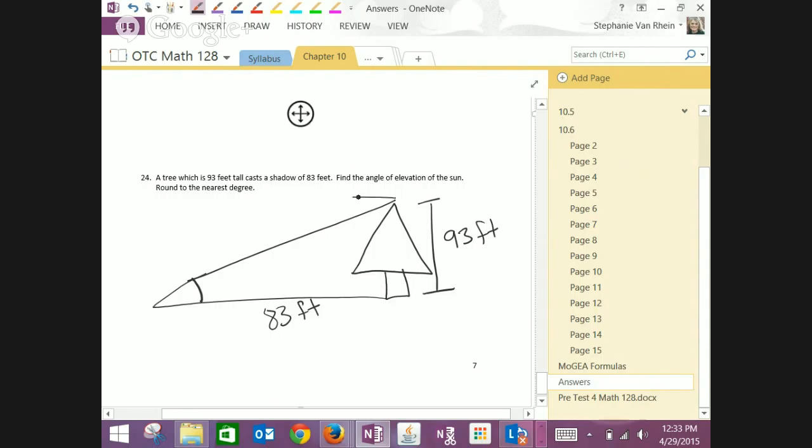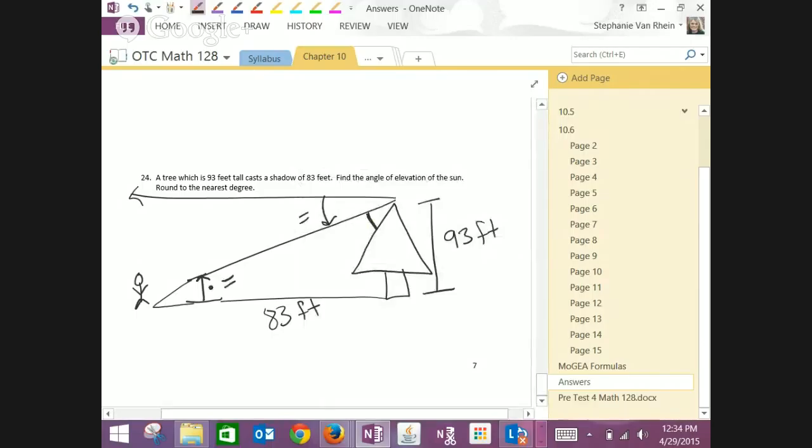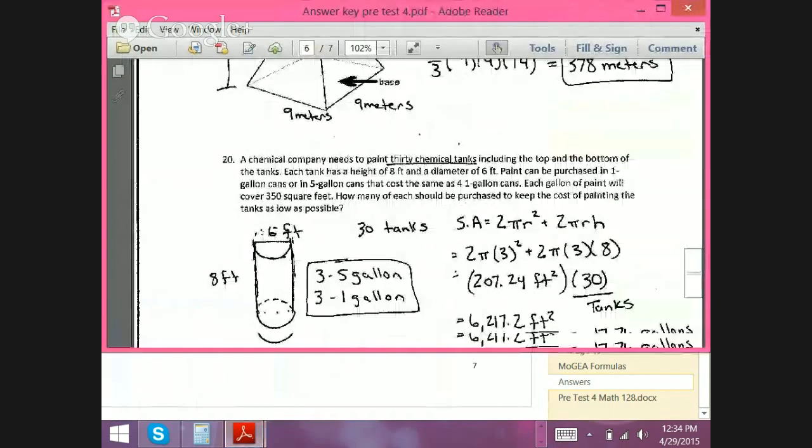So this is kind of tricky the way you set this up. The angle of elevation of the sun is going to be this angle here. The other one would be the angle of elevation from the person looking up to the tree. This is the angle of depression, which is actually equal to this, because with parallel lines cut by a transversal, alternating interior angles are congruent. Let's see what I did on here.